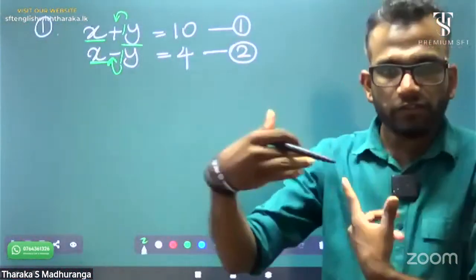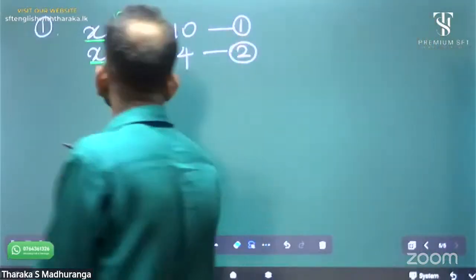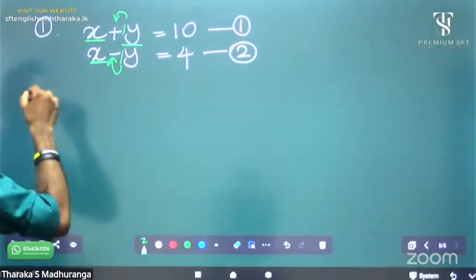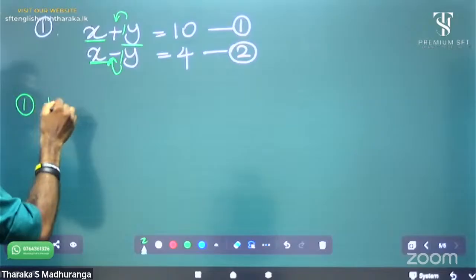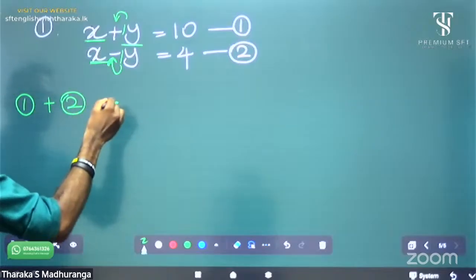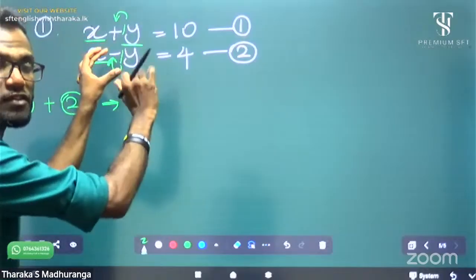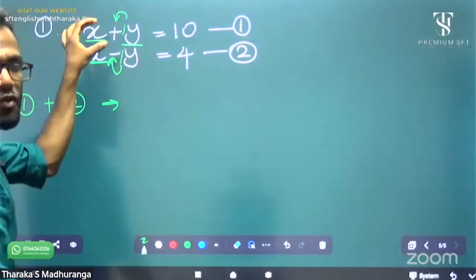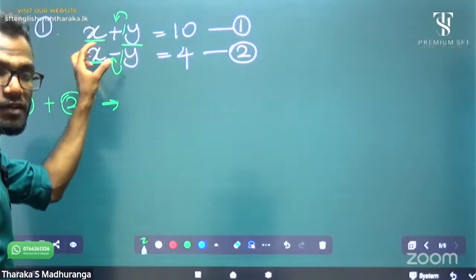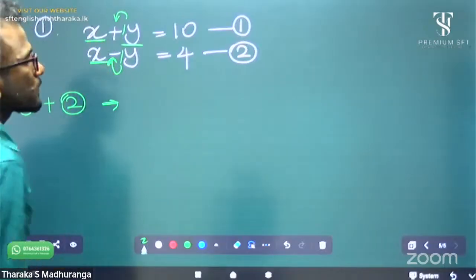If the signs are different, what can you do? You can add the first equation to the second equation. If the signs are equal, we have to subtract. Remember.